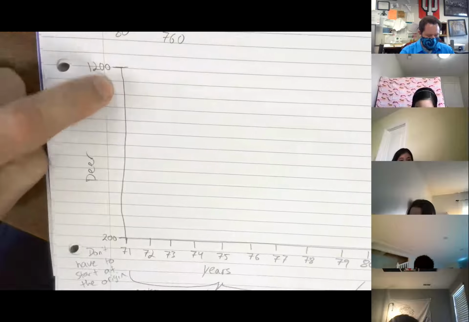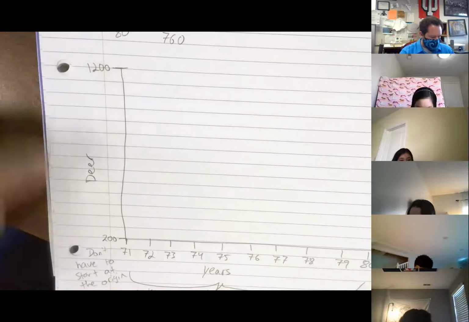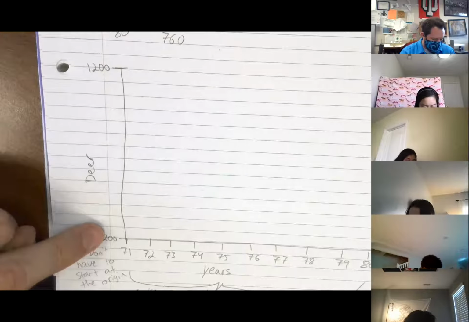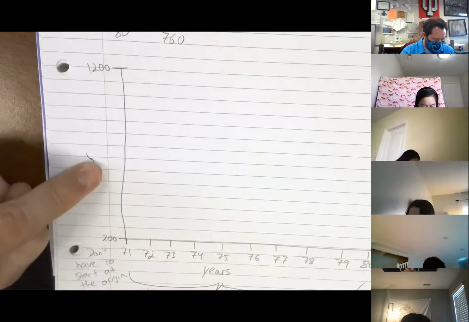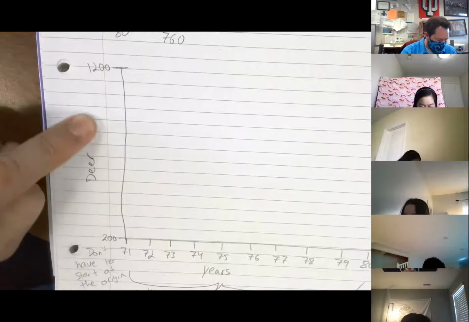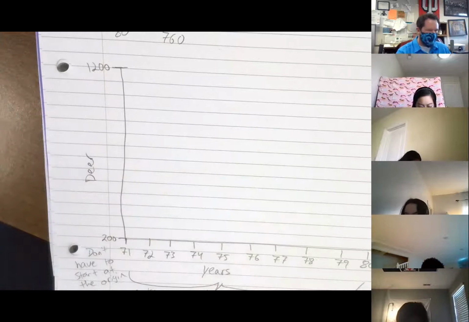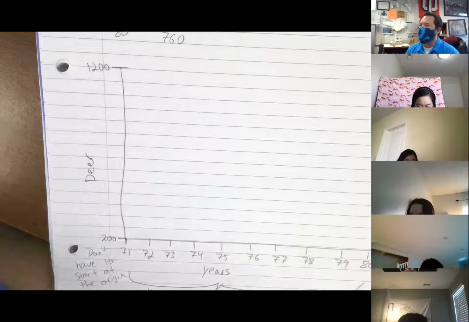All right, next, I'm going to count how many blue lines I have between my 200 and my 1,200. So there's 1, 2, 3, 4, 5, 6, 7, 8, 9, 10, 11, 12, 13, 14. 14, that's a nice whole number.